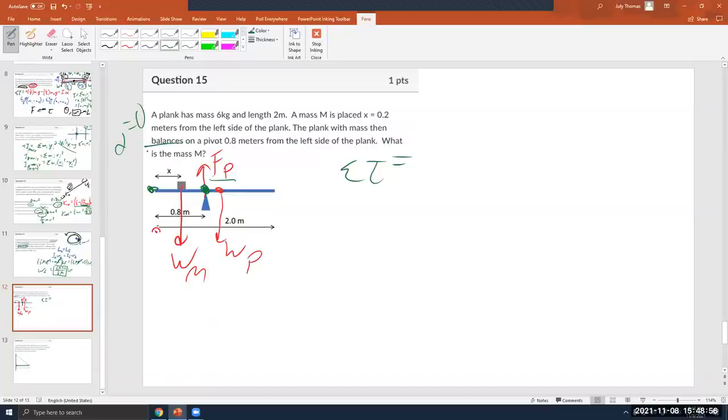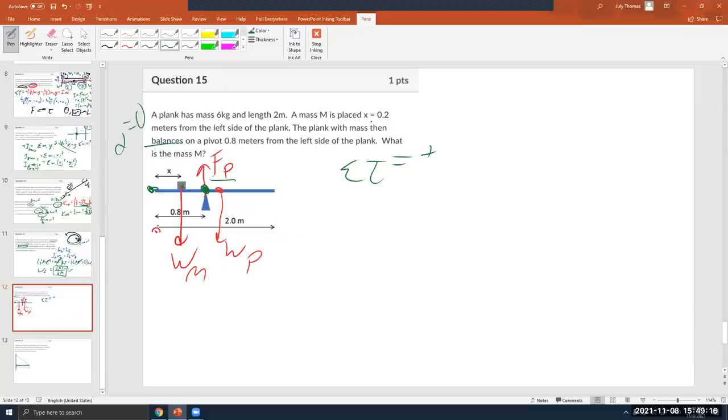Cool. All right. So the mass right here, the little gray square, is giving us a rotation in the counterclockwise direction. So that is a positive torque, and I need to do R times F. What is the R from this point to this point?